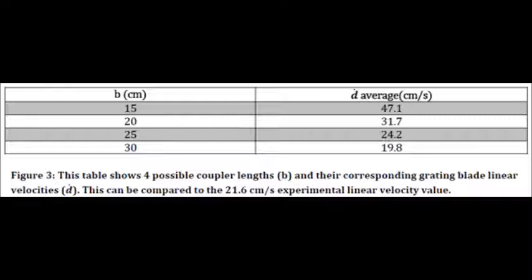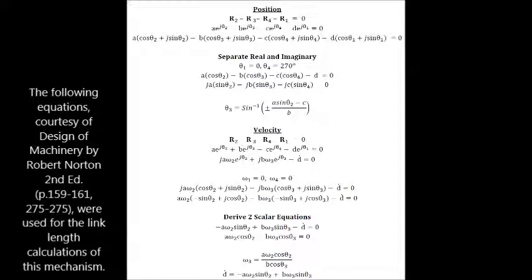We chose a 20 centimeter coupler because it was the best balance between linear velocity and being long enough to reach the end of the grater. These equations were used to calculate all the non-free choice variables for the mechanism.